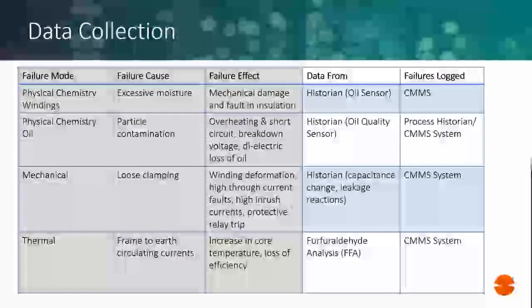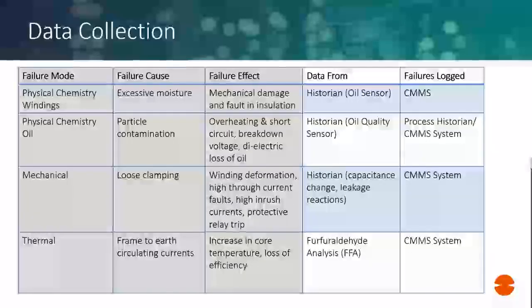So based on the data collection, we map the FMEA or the FMECA to the data that is available to determine if, for the listed failure modes, the failure modes that are of interest, we would be able to determine if these can be detected early based on the measures and obtained data. So here, for example, we see different failure modes for a transformer. Physical chemistry of the windings is deteriorating, which could be caused by excessive moisture. So is there, for example, data available from an oil sensor that measures particles? If it is available in a historian, that is a very good source to base a condition and or predictive maintenance program on. And the same goes for these other failure modes. For example, mechanical failure modes of loose clamping can maybe also be detected by looking at the capacitance change and leakage reactions in your historical data and potentially failures logged in the maintenance management system.